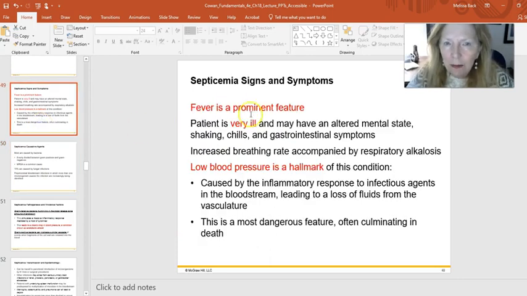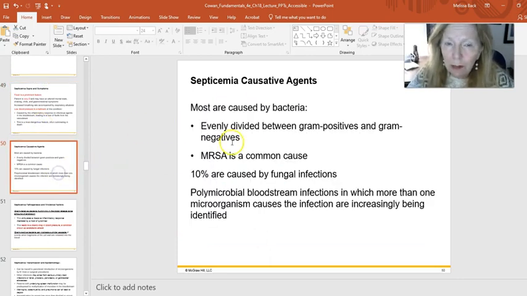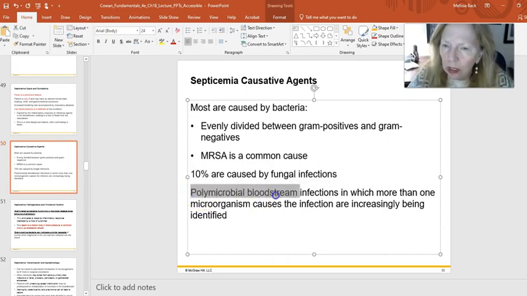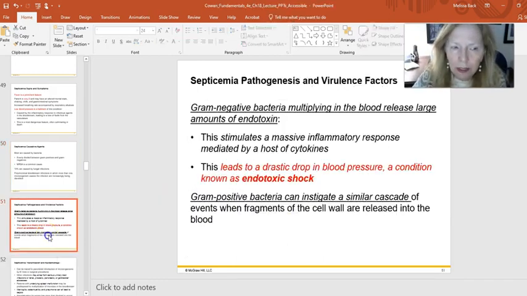It can be caused from a lot of different things, but we do know that, most of the time, it's going to be bacterial. Rarely, about 10% can be fungal. Again, we only see that typically in immunocompromised patients to begin with. Polymicrobial, meaning more than one organism causing it, we can see that too, but when it is polymicrobial, there has typically been some sort of massive trauma that happened before that.